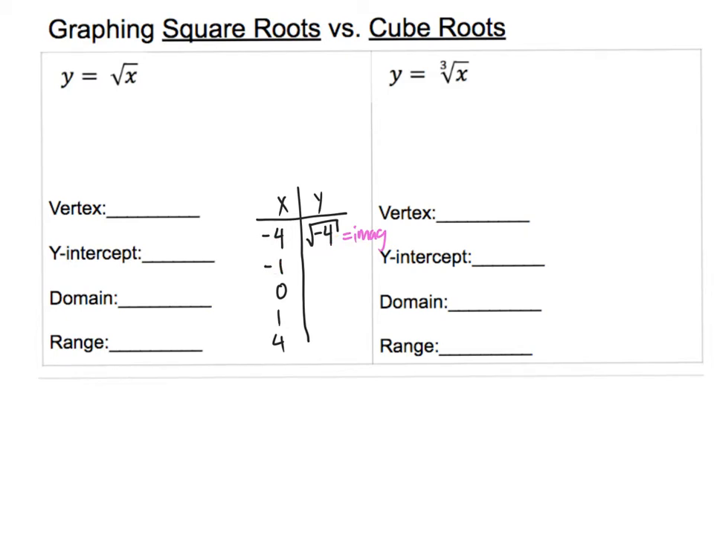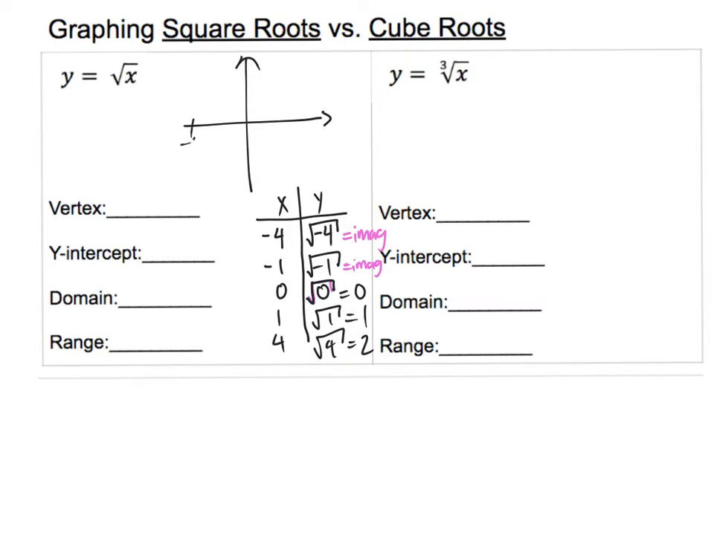If I try negative 1, a negative under a root is still going to lead to an imaginary number. But if I do the square root of 0, this is perfectly fine. The square root of 0 is 0, and that's a real number. The square root of 1 is 1, and the square root of 4 is 2.